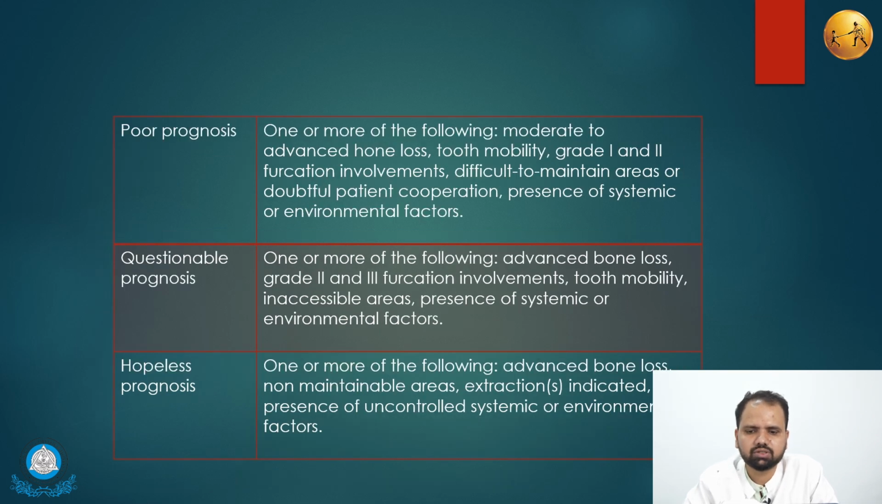Then in poor prognosis, there is moderate to advanced bone loss, there is tooth mobility, there are grade 1 and grade 2 furcation involvements, it is difficult to maintain areas, and systemic and environmental factors are present. Then questionable prognosis: over there we have advanced bone loss, grade 2 and grade 3 furcation involvements, tooth mobilities ranging from grade 2 to grade 3, inaccessible areas, and presence of systemic or environmental factors.